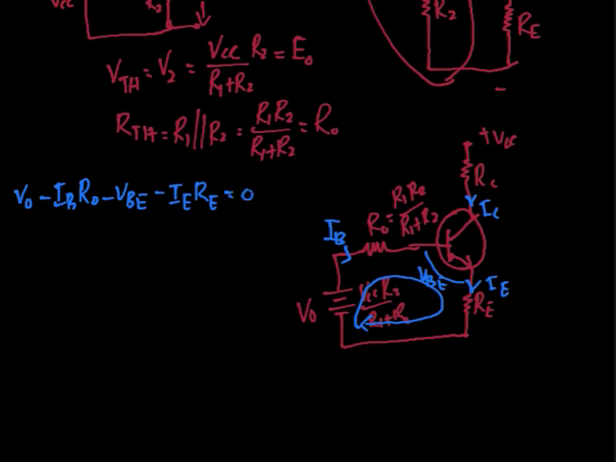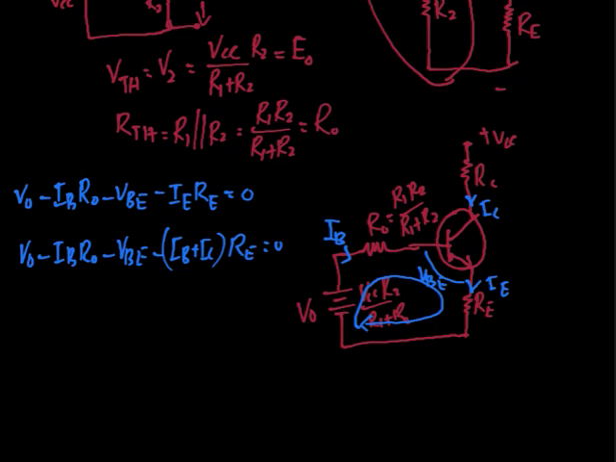This is the Kirchhoff's voltage law applied to the input circuit of this Thevenin equivalent. So this is equal to V0 minus IB R0 minus VBE minus IE R_E. I can replace IE by IB plus IC. I am considering the exact value of RE here to obtain the exact value of the stabilization factor.